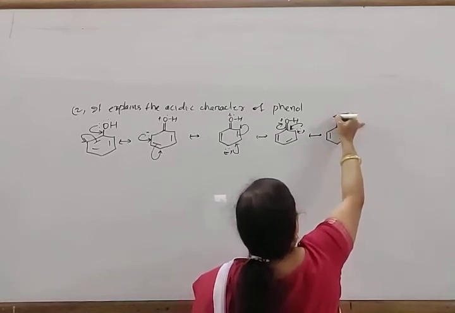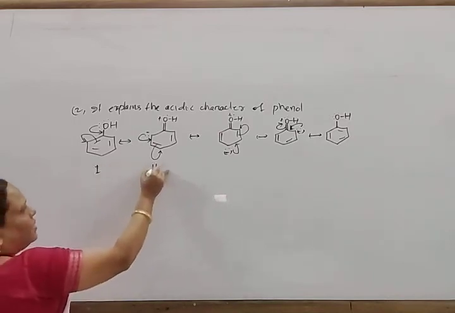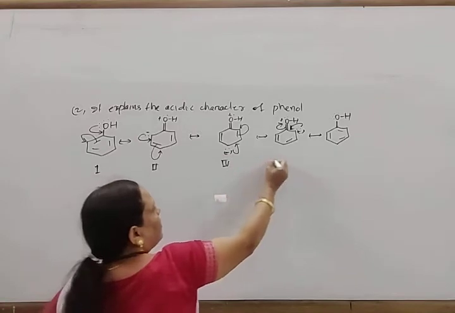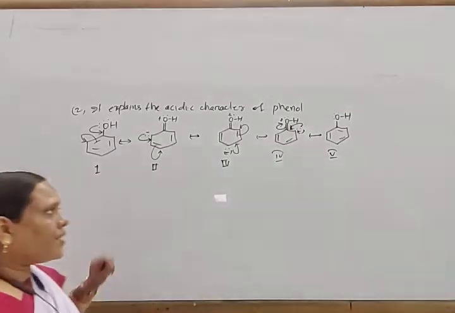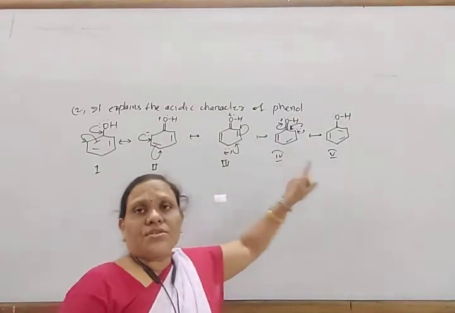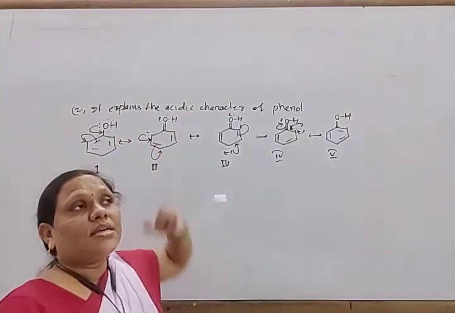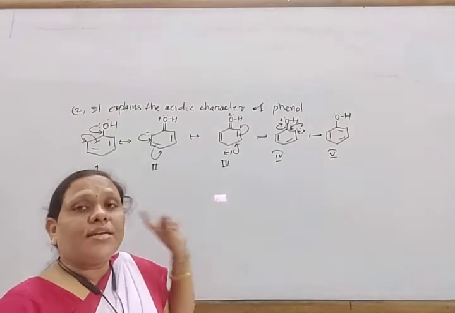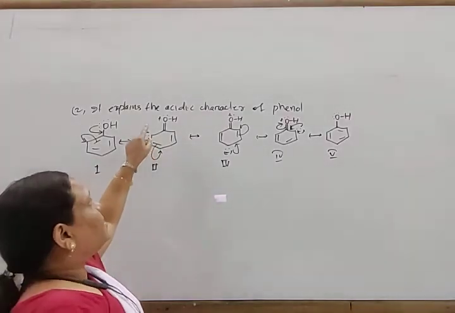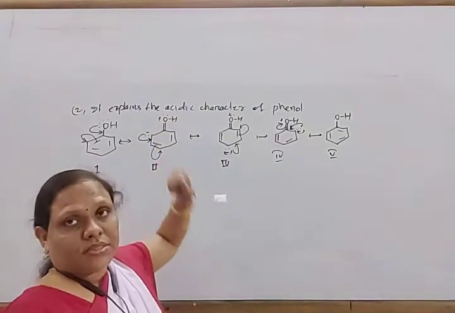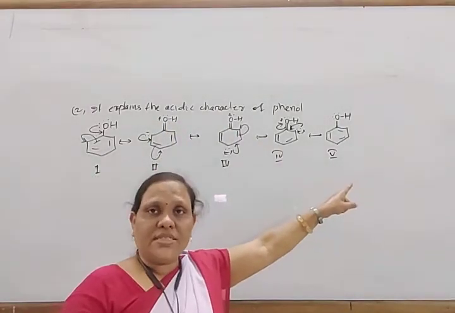Okay, so again same. Structure 1 and structure 2 are similar. 1, 2, 3, 4 and 5. There are 5 resonating structures. So in this way, by these resonating structures, we find that the oxygen atom, which is electronegative, carries a positive charge. The resonance condition is that the electronegative atom should carry the negative charge and the positive atom should carry the positive charge, but here the electronegative atom carries a positive charge. And hence the electron pair comes towards oxygen and release of H plus becomes easier.